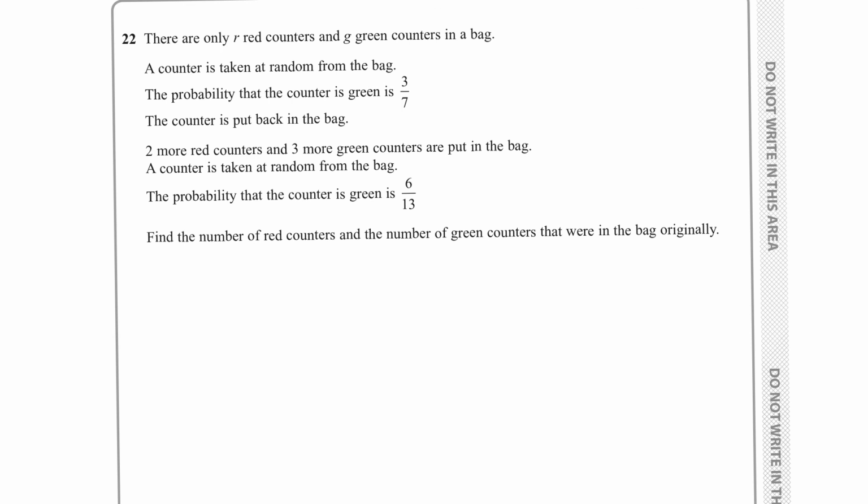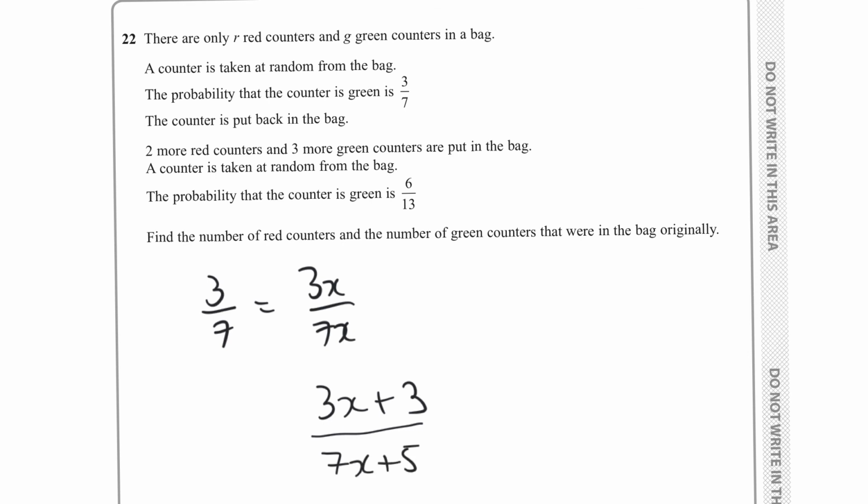So it wants us to work out the number of red counters and green counters that are originally in the bag. So if this is our probability of it being green initially, then we can write this as 3x over 7x, because remember, this is a simplified fraction of the probability. So the x actually shows the actual numbers of counters. So that's initially, right? Then later on, you have 2 more red counters and 3 more green counters added. So that'll be 3x plus 3, and then it would be 7x plus 5, because you've got 2 plus 3, so 5 counters being added on. Then obviously now we have 3x plus 3 over 7x plus 5 is equal to 6 out of, no, sorry, 6 out of 13.